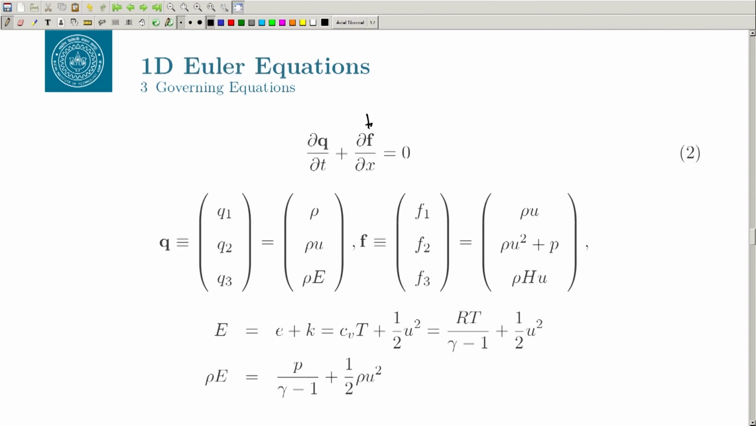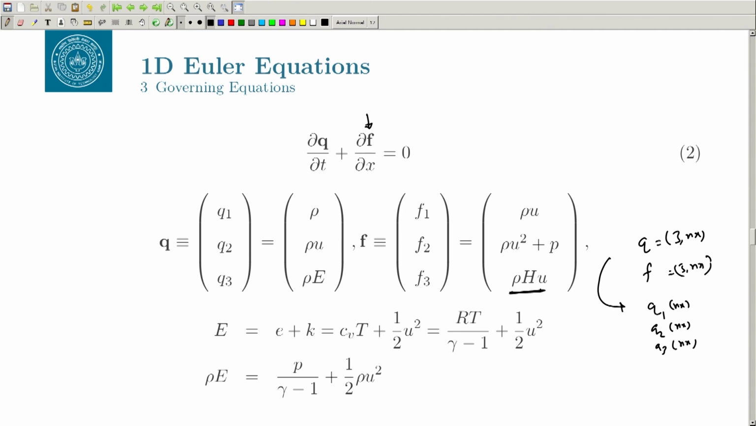So, now I have just dF by dx. Both q and F are basically 3 cross nx. This is the size of the array. Or it depends on how you are writing. You can also have q1, q2, q3 separately, and F1, F2, F3 separately, which are basically all of size nx.